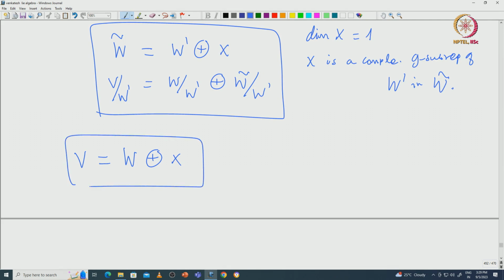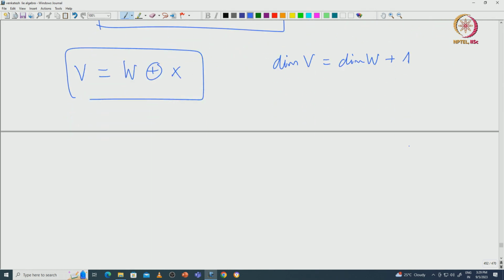So, why is this true? This is true because, first of all, the dimension of V must be equal to the dimension of W plus the dimension of X, because the dimension of X is 1. So, the dimension adds up. The dimension of V is the same as the dimension of W plus 1, which is the dimension of X.